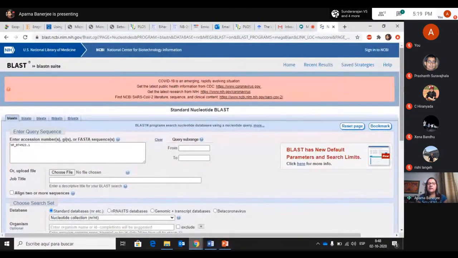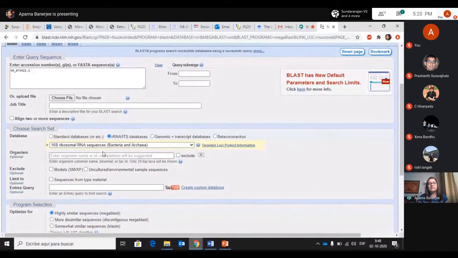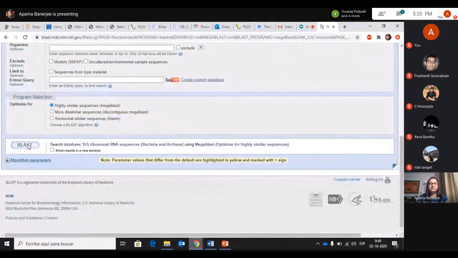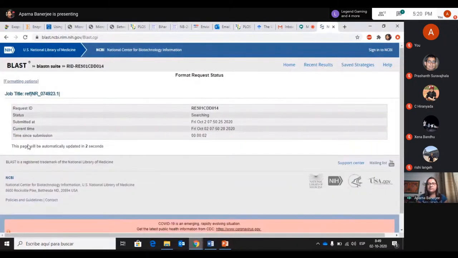So I hope you have earlier heard a little about BLAST. What BLAST does is basically align your sequence with other similar sequences that are available in the database, and then try to identify which ancestor strain has the highest similarity with that strain. So here we can select rRNA, the 16S ribosomal RNA sequence. And now let's BLAST. It will take a little time.